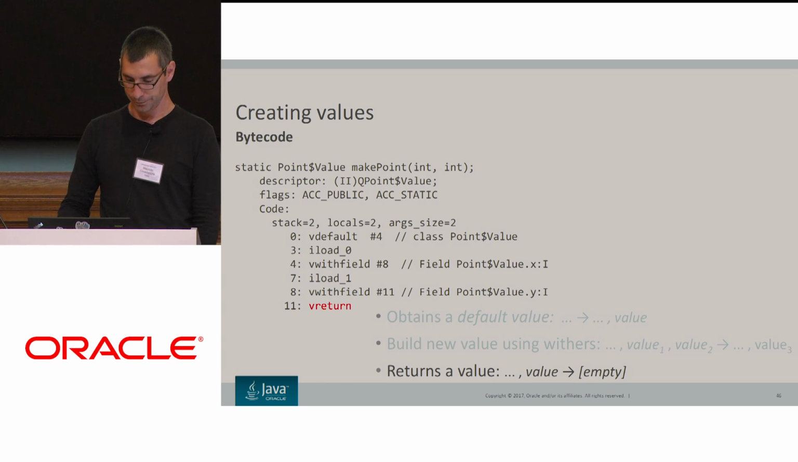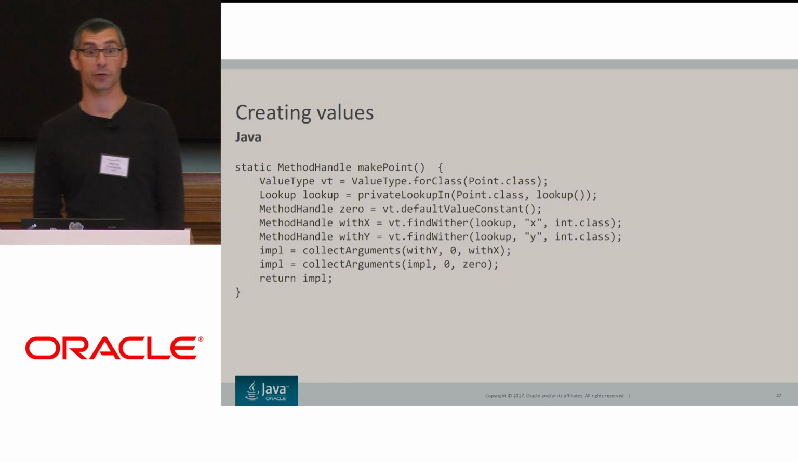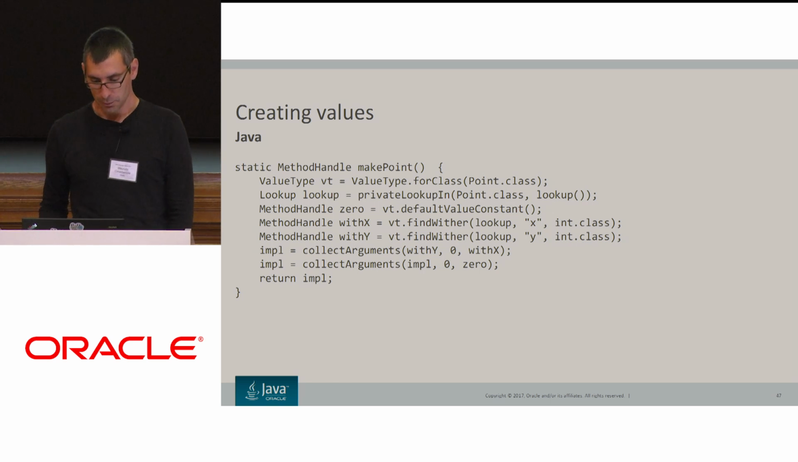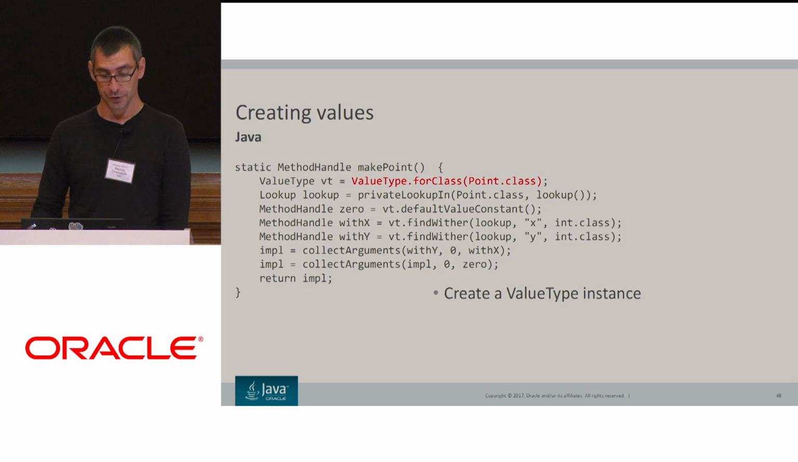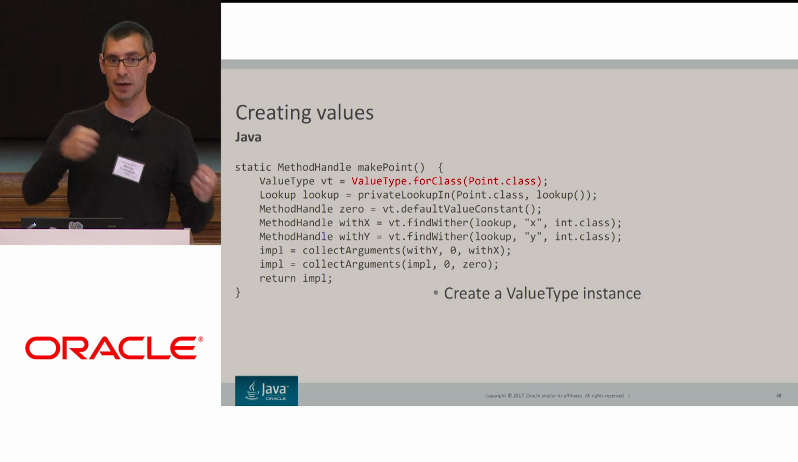And that's how you do it. If you want to use Java, well, the situation is a little bit more convoluted because you need to use method handles. But it's still manageable. First off, most importantly, you need to retrieve an instance of the value type class, and you can do that starting from the value capable class. So you pass the Javaland class for that, and you obtain a value type.